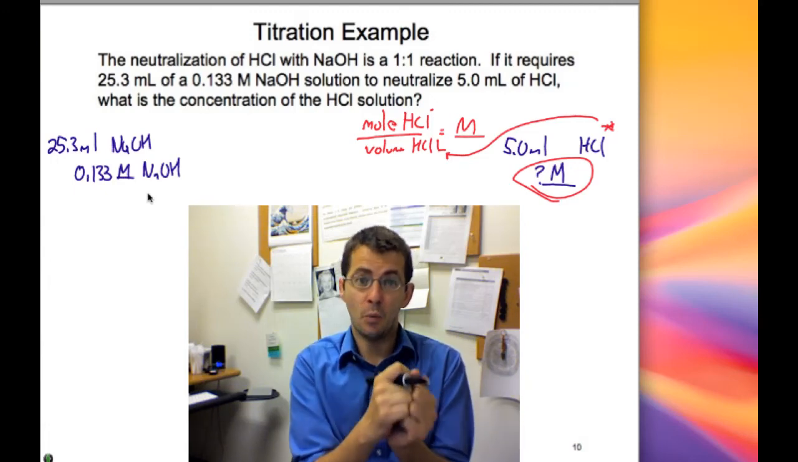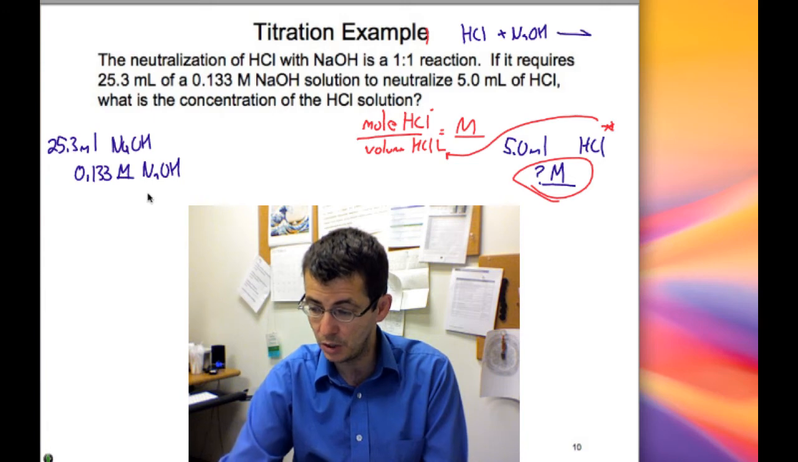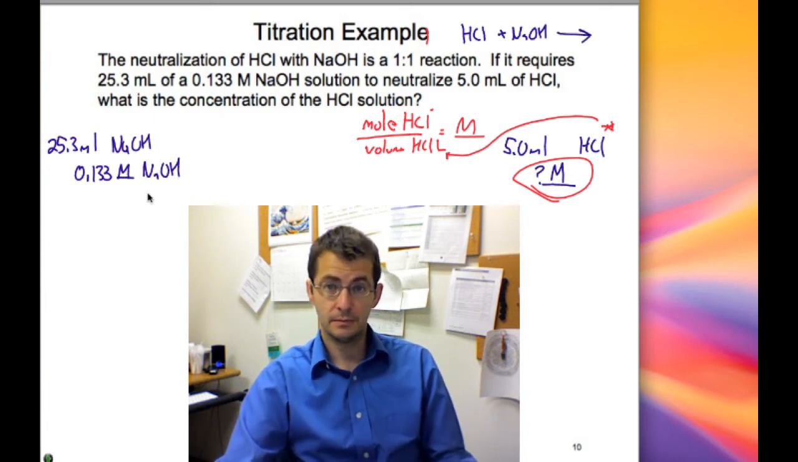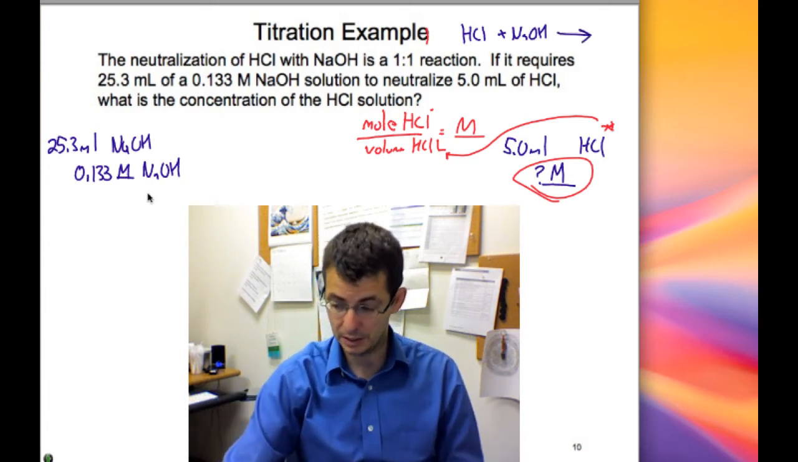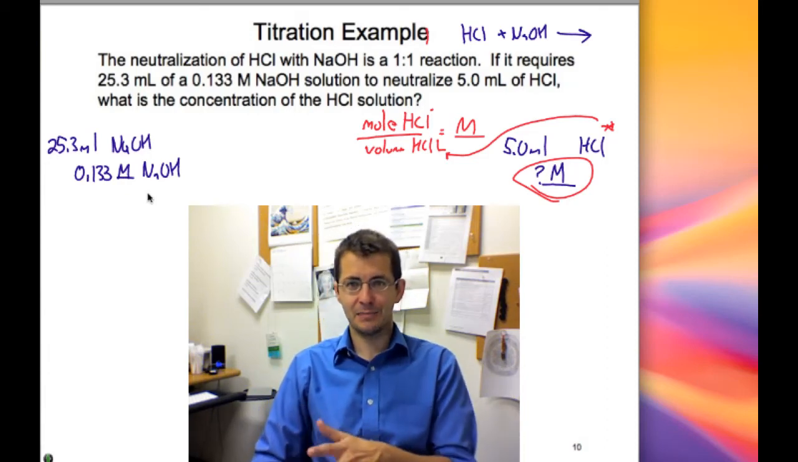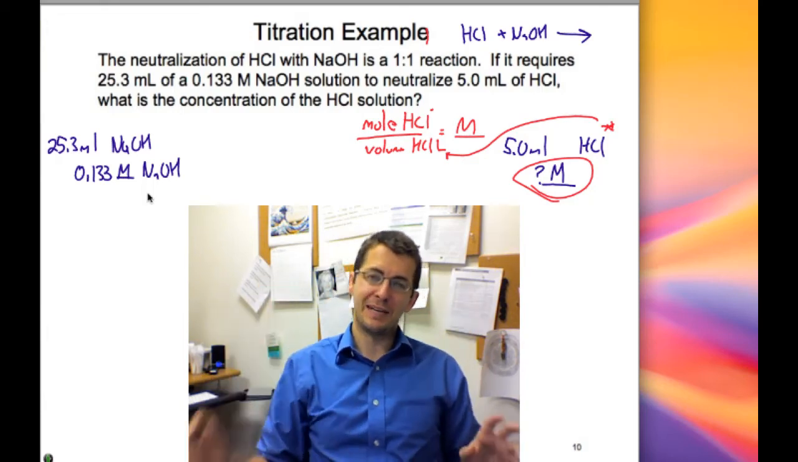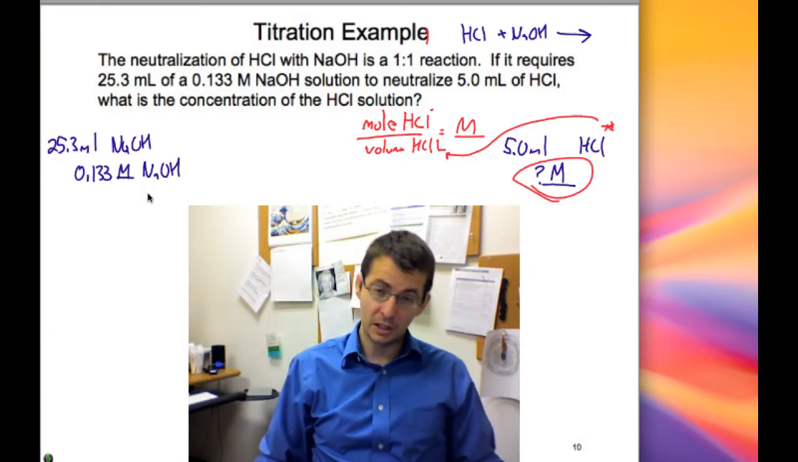In this case, they say it's a 1-to-1 reaction. We know that HCl plus NaOH goes to something and something. But this is a 1-to-1 reaction. We don't really care about the products, to be honest, as long as it's balanced. And they tell us it's balanced. So we know that 1 HCl requires 1 sodium hydroxide.